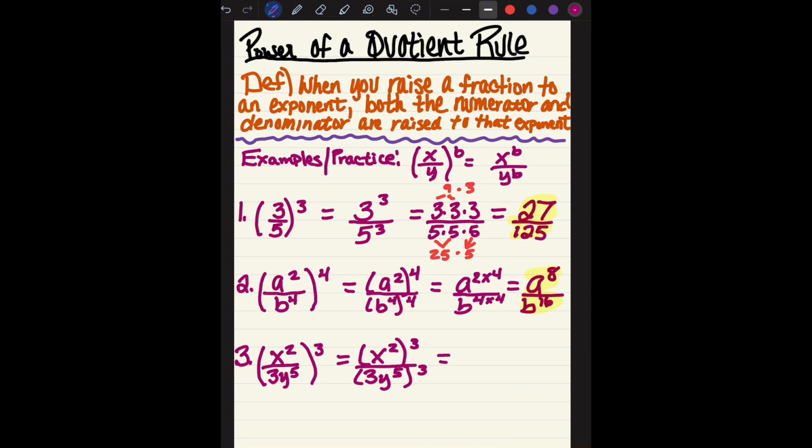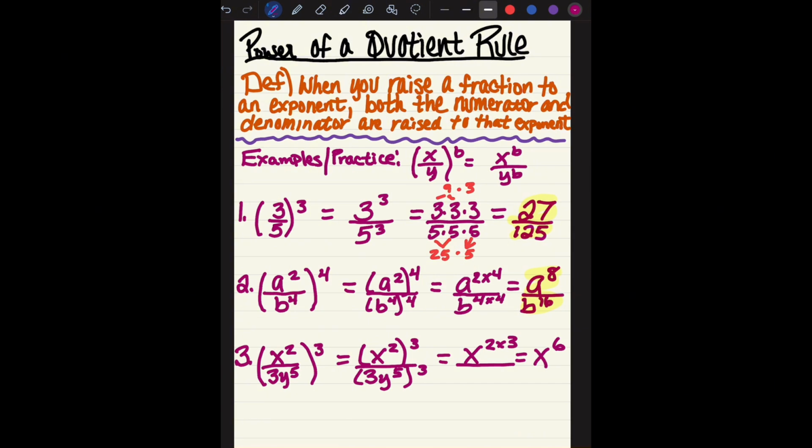All right. Let's focus on the numerator since it's a little bit simpler. So x is our base, and 2 times 3 equals 6. So we've got x to the 6th power for our numerator. Okay, we're not done yet, so let's keep going.